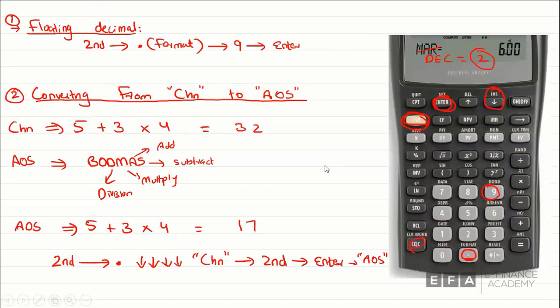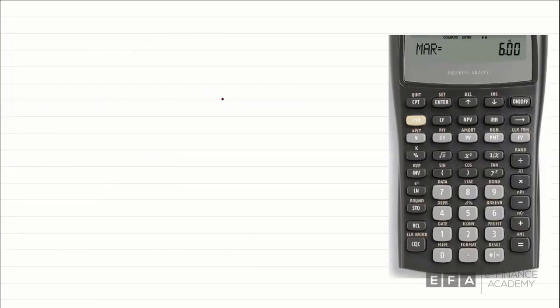So far, we have discussed how to convert to floating decimal, and how to convert from chain to AOS. The third general tool that you have in your calculator is actually the memory function, which is very useful, especially if you get used to the calculator and you practice on the calculator. It could be very handy and it can save you a lot of time.